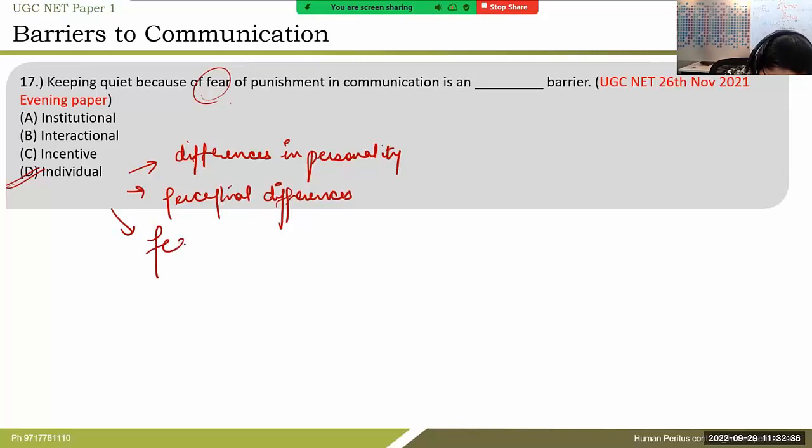There are fear, anxieties, and many other kinds of factors that become individual barriers. All right. So this was a very easy question. Option number D is the correct one.